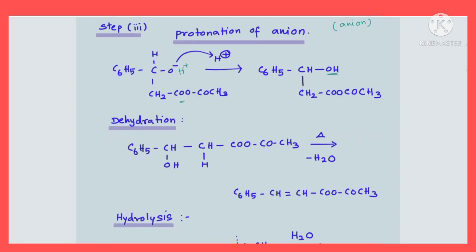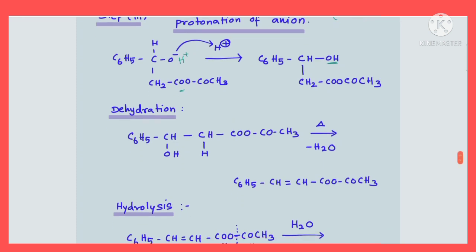It is a beta hydroxy acid anhydride actually. So this is the acid anhydride portion. Then this is the alpha carbon, this is the beta carbon. There is an OH group at the beta carbon, isn't it? So this can be generally called a beta hydroxy acid anhydride.